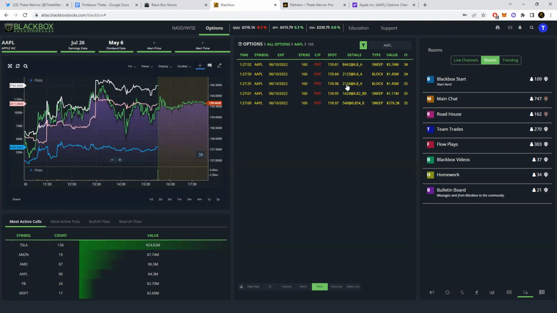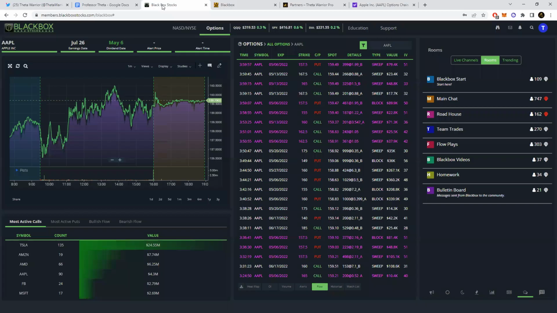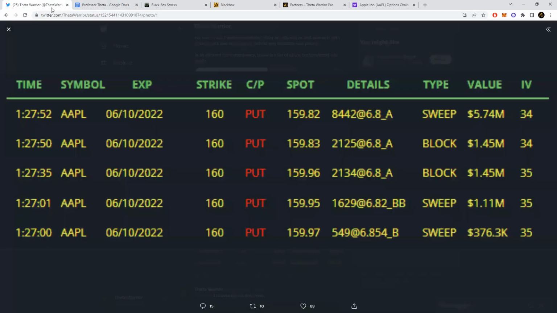Okay. So right there, we've got the main four, and then this great new indicator that everyone will have access to soon. All five of these things. Yes, yes, yes, yes, yes. On our put writing checklist, 100% put writing, bullish. Okay. This trade is 100% put writing, as confirmed by our checklist. And feel free to screenshot that. If you want a copy of it, just comment on the tweet and I'll send it to you or something.